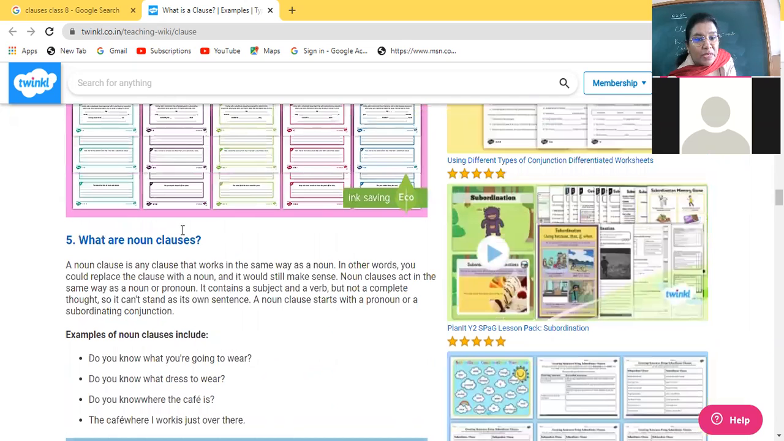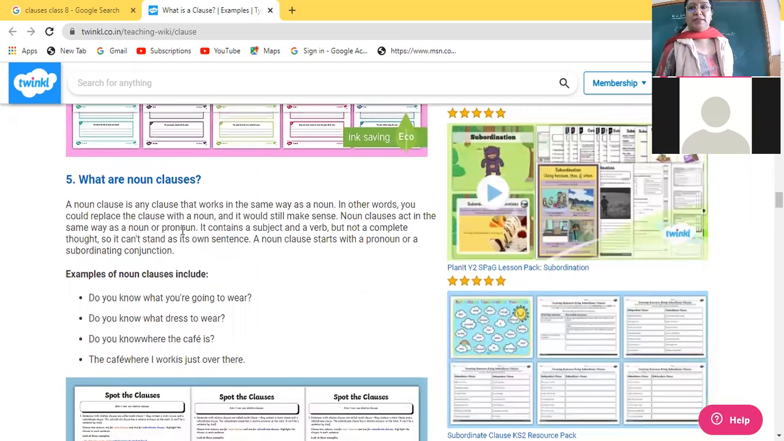Now let's see if we can find out what the noun clauses are. So a noun clause works in the same way as a noun. What does a noun do in a sentence? A noun is a name, isn't it? So the noun clause also works in the same way. You could replace the clause with a noun and it would still make sense. It contains a subject and a verb. So let's see some examples.